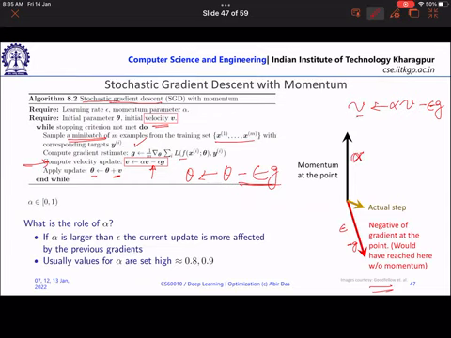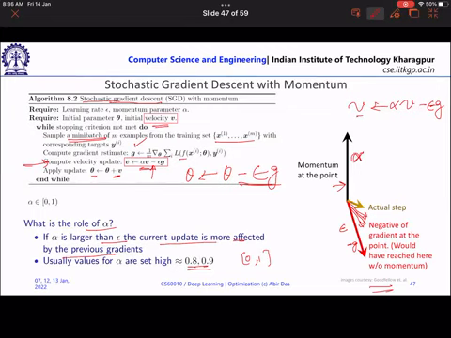Now what are the values of alpha? Alpha is chosen as any value between 0 and 1, and typically the values are 0.8 to 0.9. Why? You see that if alpha is larger than epsilon, the current update is more affected by the previous gradient. So this is where alpha is coming. If alpha is more, then your resultant will be more towards this, right? If alpha is very less, then the actual step, the resultant p, will come towards this.